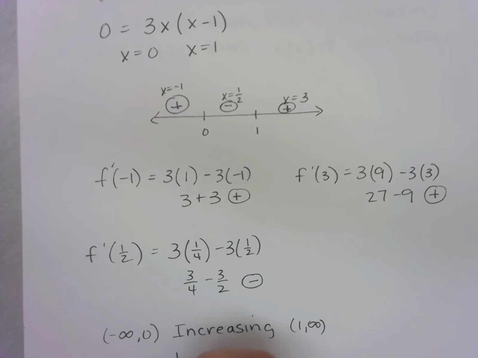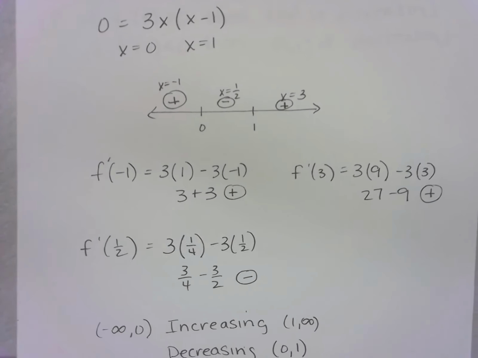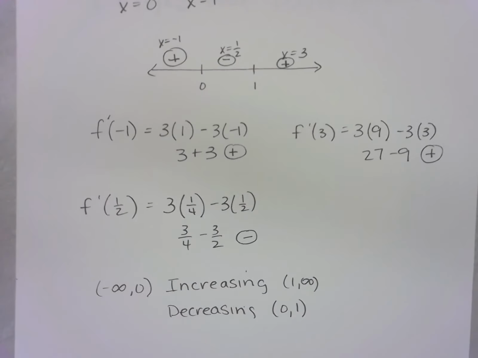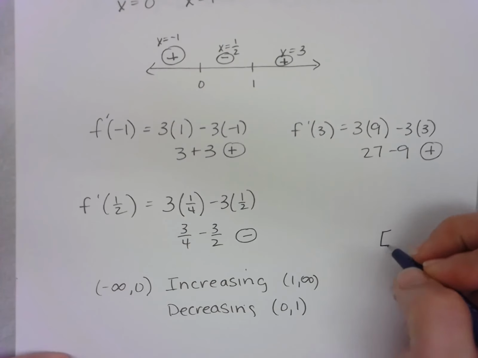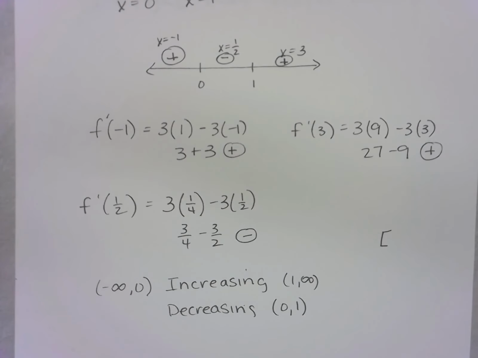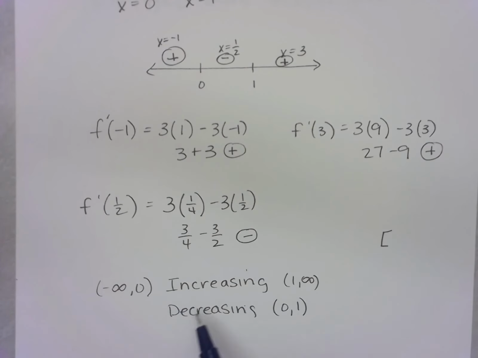And then it's decreasing in the center part where the f prime is negative, so between 0 and 1. We always use rounded parentheses here when we're doing increasing and decreasing because the square brackets mean that the point is included. Okay, so I'm increasing in these two intervals and I'm decreasing in this interval in the middle.